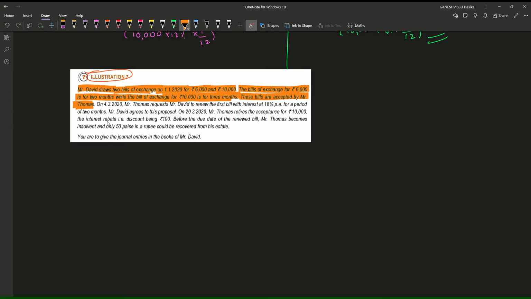On 4th March 2020, Mr. Thomas requests Mr. David to renew the first bill with interest at 18% per annum for a period of 2 months. The first bill is being renewed on 4th March 2020 for 2 months again. He is asking for 2 more months for paying the amount of the first bill. Mr. David agrees to this proposal. On 20th March 2020, Mr. Thomas retires the acceptance for 10,000 rupees. That is, the interest rebate being 100 rupees.